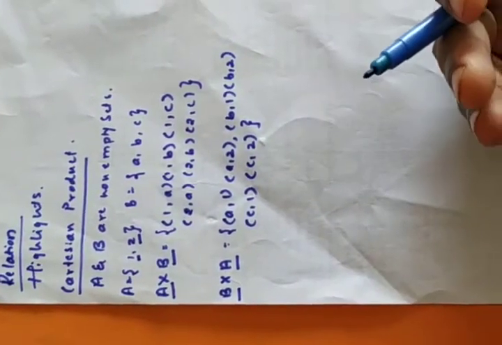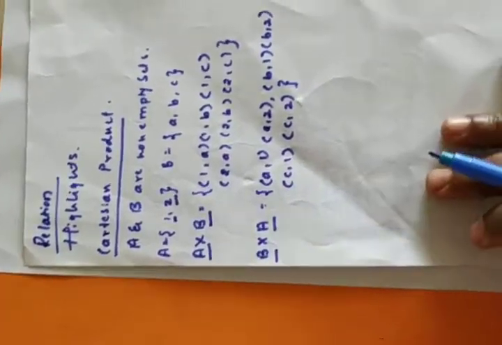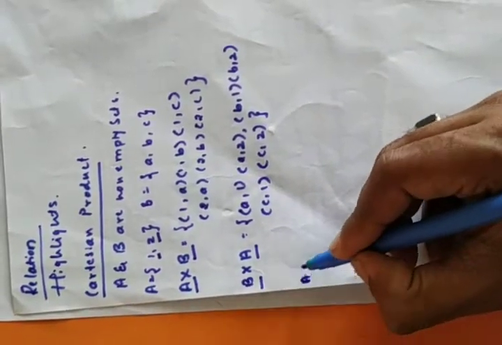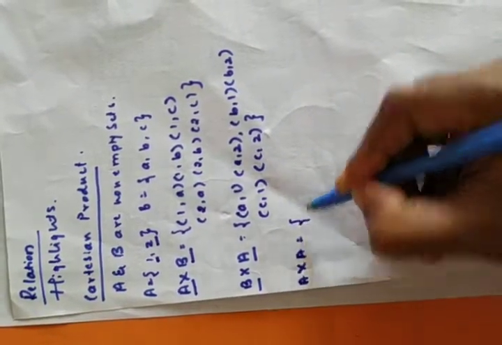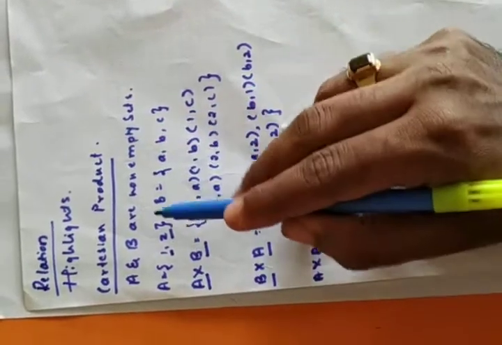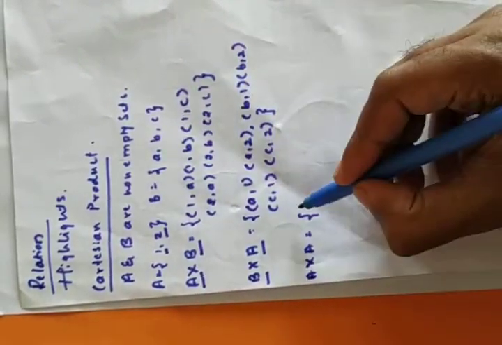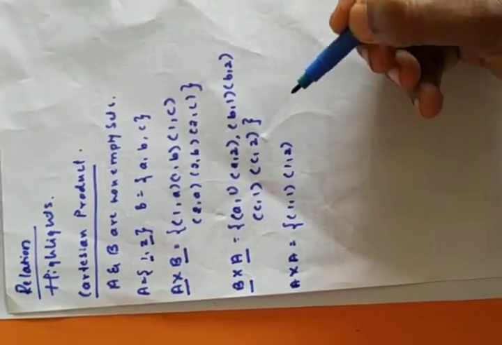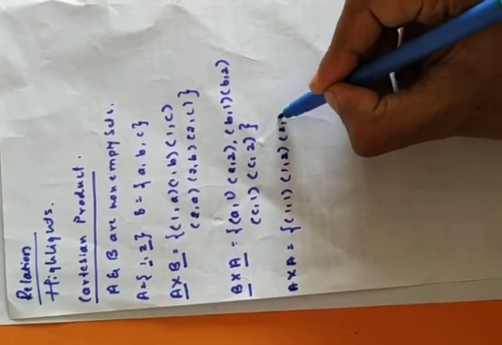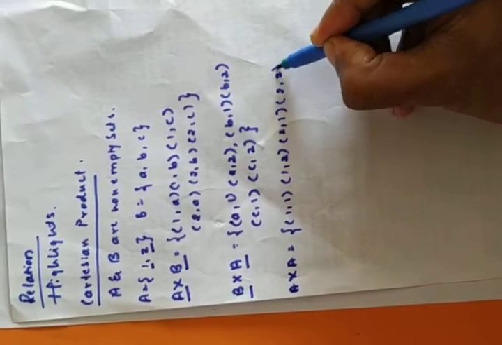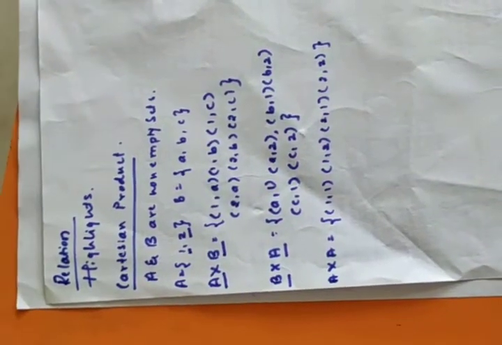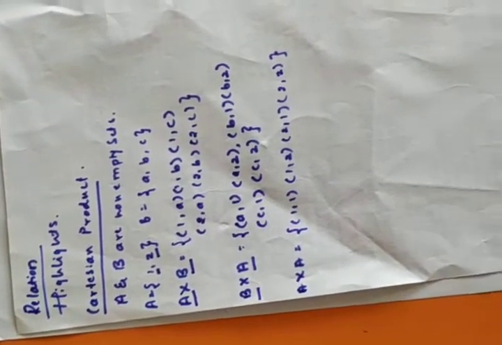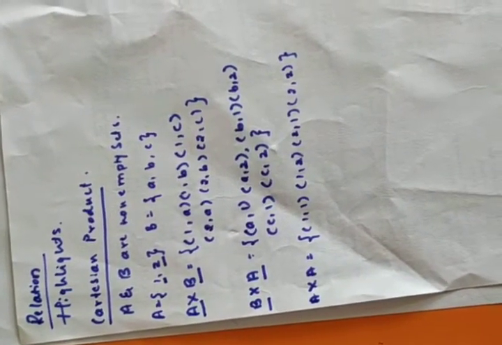We can also write the Cartesian product of A with itself, and likewise for B with itself. If I write A with itself, that is A into A, it is paired with the elements of set A only. We can write this as (1, 1), (1, 2). Next I can write (2, 1), (2, 2). So this is the Cartesian product of A with itself. Got it? So these are some highlights of the Cartesian product.